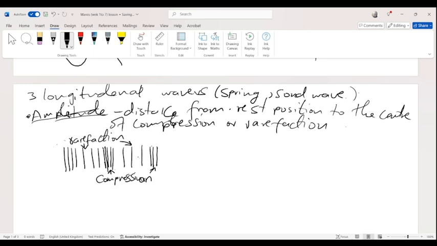The same thing with a spring. A spring moves in this way. And the same thing with the sound. If you release a spring, it's going to move in this way and then comes back. Now, the amplitude, this is the amplitude.